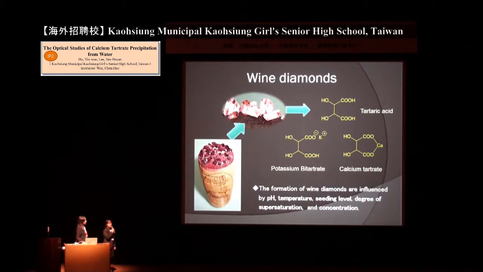In this study, we are talking about diamonds in the wine. When we taste wine with our family or friends, we often see that there are wine diamonds on the bottom of the bottle or on the cork. After doing some research, we know that the main composition is tartaric acid, and the tartaric acid mainly consists of potassium bitartrate and calcium tartrate.